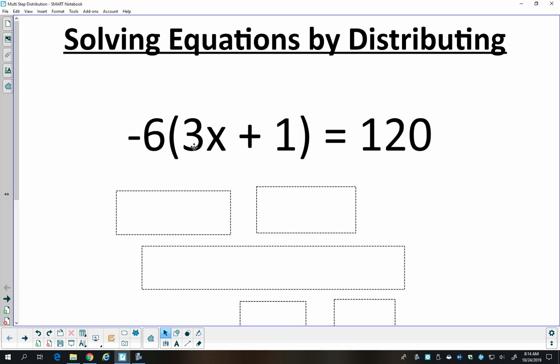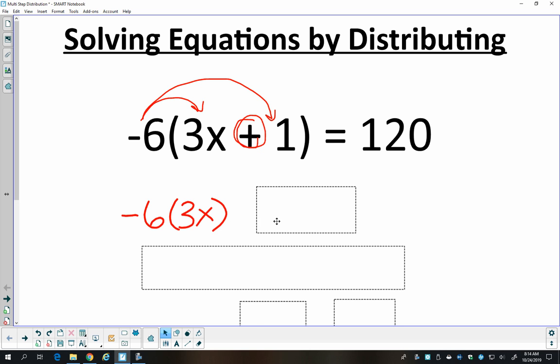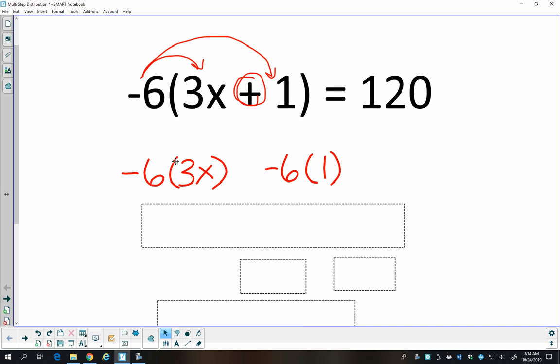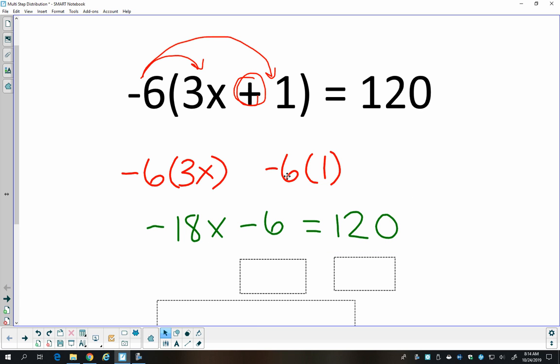So this is telling us that -6 needs to multiply 3x and also multiply by 1. So this -6 is going to multiply 3x, and it's also going to multiply that positive 1. And so let's do that. -6 times 3x and -6 times 1. And so -6 times 3x, I'm multiplying the -6 by the 3 and getting -18x. And I'm multiplying the -6 by 1 and getting -6.